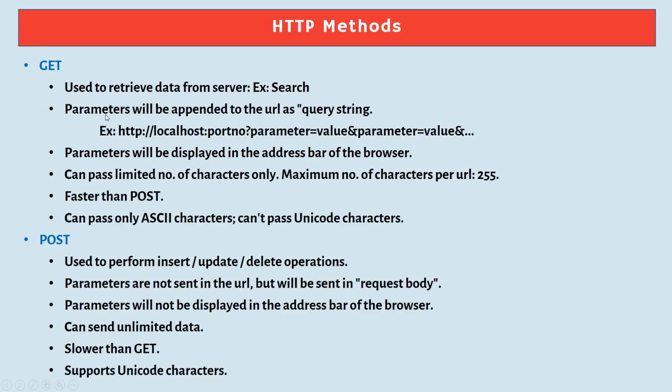In case of a GET request, parameters will be appended to the URL as a query string in this format. See, after HTTP localhost, colon, port number, the question mark is the starting point of the query string, followed by parameter name equal to value, again parameter name equal to value, and so on. The ampersand symbol is a separator between each parameter, and parameters should not have any spaces. The overall URL should not have spaces. And these parameters will be displayed in the address bar of the browser.